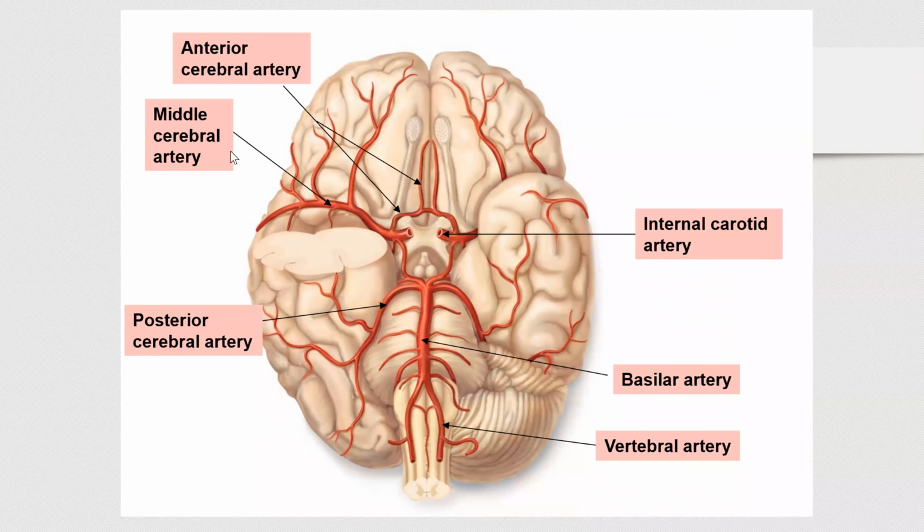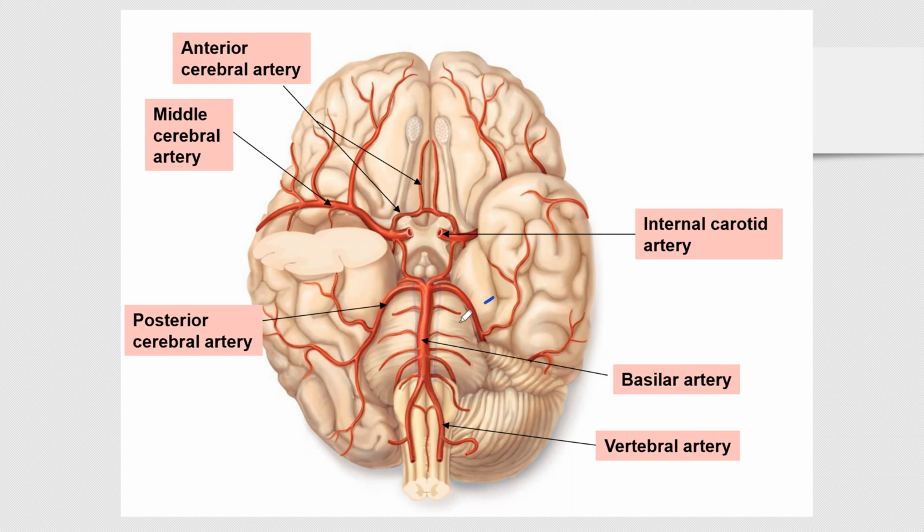Now those are blood vessels of your brain. So some of them are already familiar. So here's our vertebral arteries, right? So that's vertebral artery. And this is our internal carotid artery.